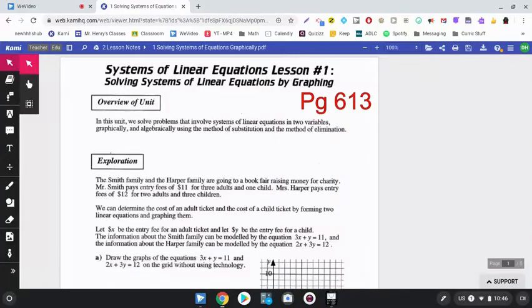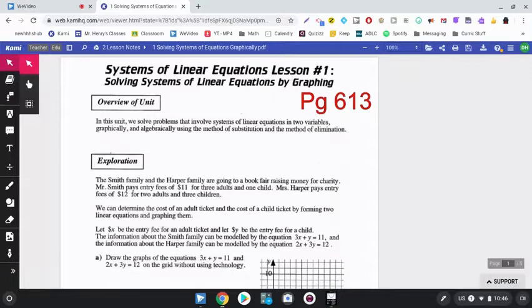It's a fairly short unit, and we're going to jump into the first one. You're going to need your graphing calculator for this one, so get it out and get ready to go. Page 613, jumping into our new unit, which is solving systems of linear equations.